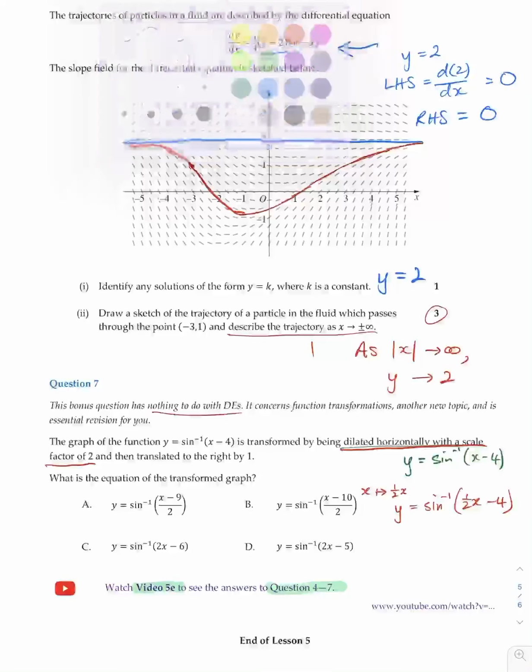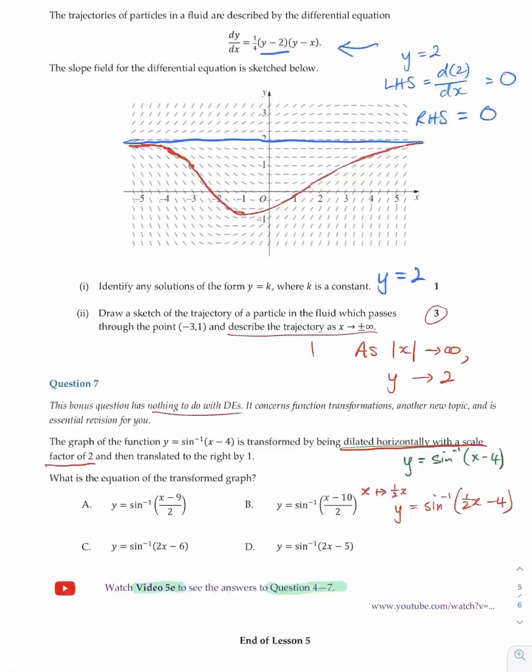And now step 2, and then translate it to the right by 1. I can't help smugly pointing out that when we were teaching this topic, I drew attention to the sense of this transformation and then that being an extremely important concept. Okay, translated to the right by 1. That means x is replaced with x minus 1. So I get y equals inverse sine of a half x minus 1 minus 4.